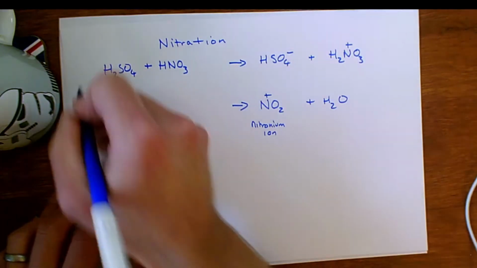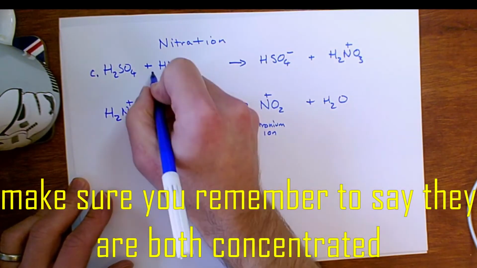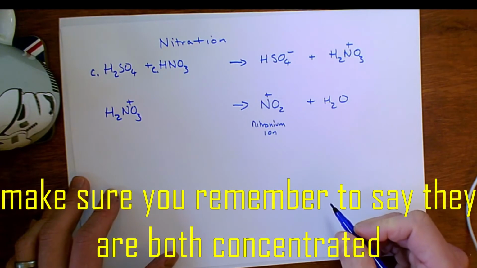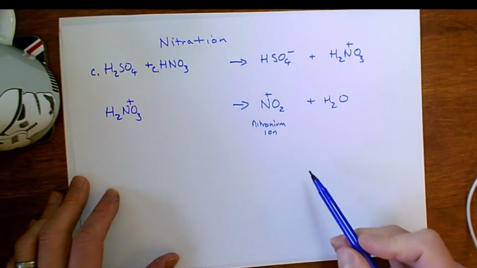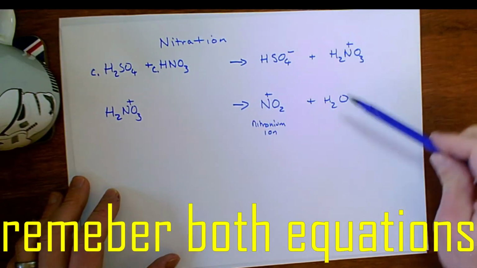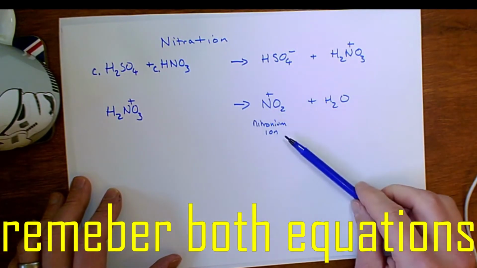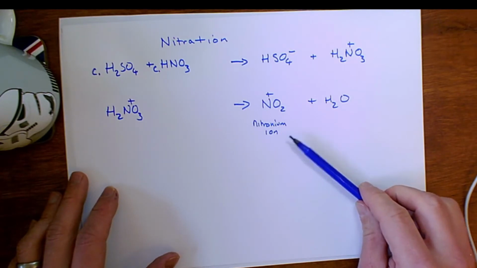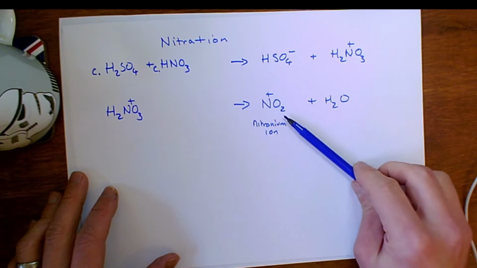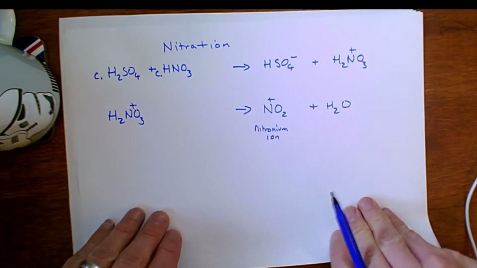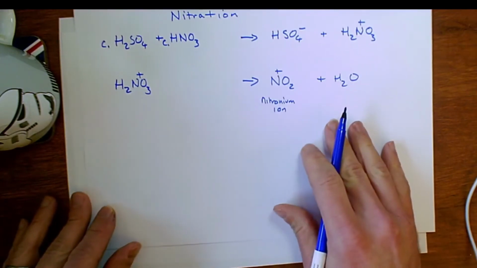Key things to remember on this: this is concentrated, this is concentrated, so if you're asked for two reagents you need concentrated sulfuric acid and concentrated nitric acid in order to form our nitronium ion. You do need to know these two equations to show the formation of the electrophile, and it's quite often worded in that kind of way: show an equation or two equations to show the formation of an electrophile involved in the nitration of benzene.